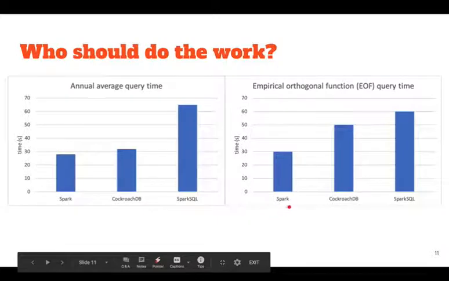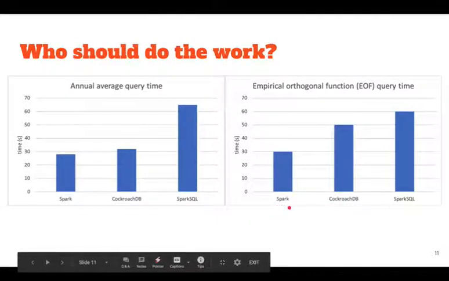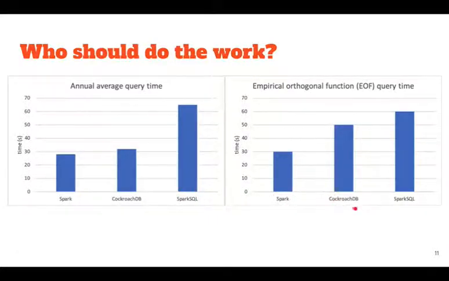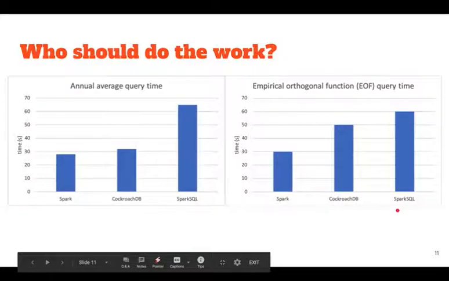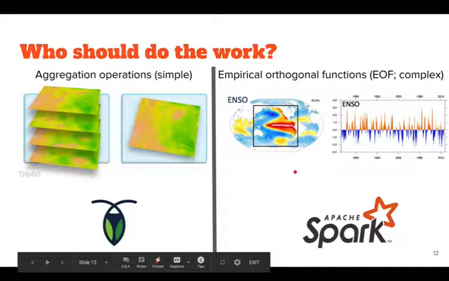On the other hand, more complicated calculations are more efficiently done with Spark and then written to CockroachDB for quick access. You can see here that Spark SQL is the least efficient in all cases because of the read time of the raw data. And so to summarize this a little more concisely, the answer is that simple aggregation operations like going from several timestamps to a single average are done easily and efficiently by CockroachDB. On the other hand, there are several reasons why Spark is better suited for doing these more complicated computations.